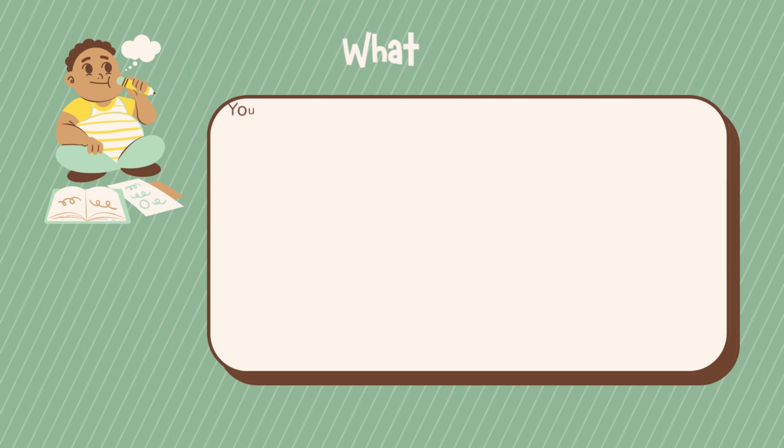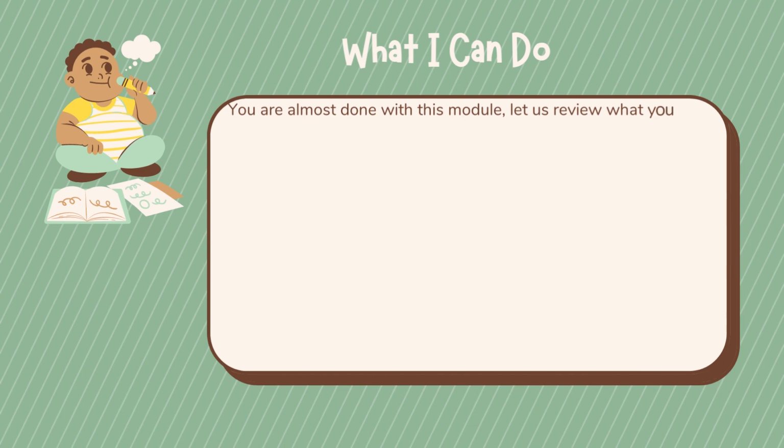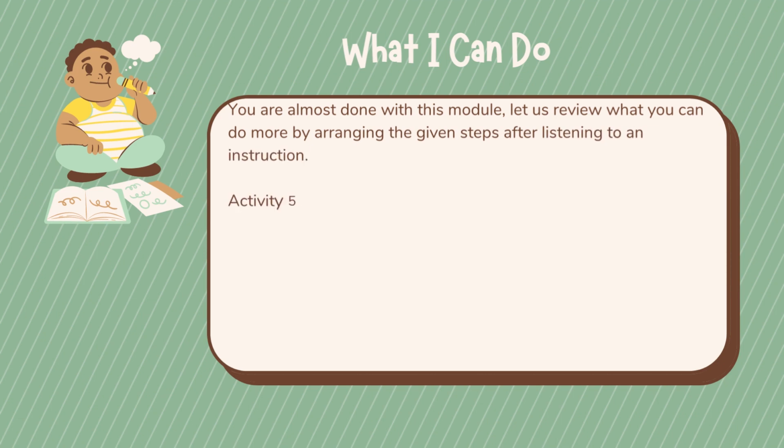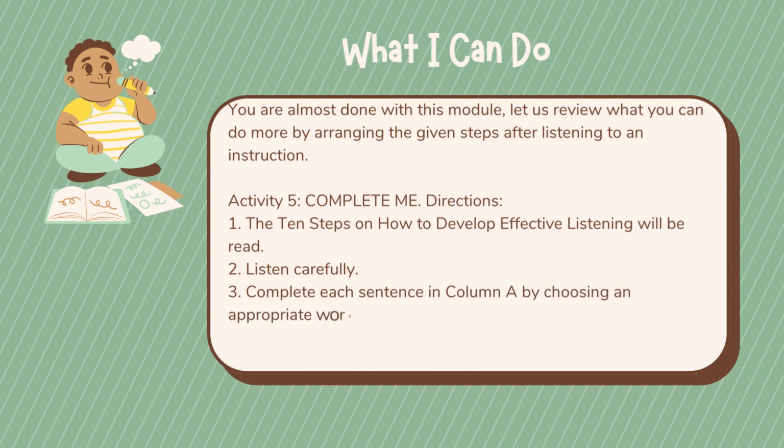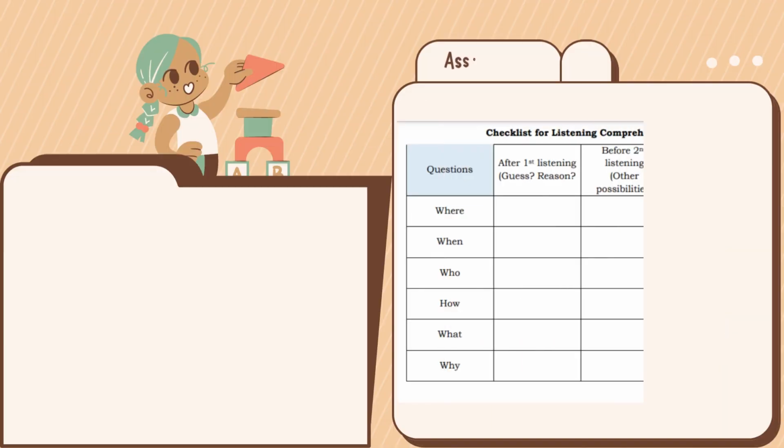In conversations that do not include agreements, if summarizing feels awkward, just explain that you are doing it as an exercise. Okay, so we're almost done here. Now let us review what you can do more by arranging the given steps after listening to an instruction. For activity 5, complete the directions. The 10 steps on how to develop effective listening will be read, and then for number 2, listen carefully, and then number 3, complete each sentence in column A by choosing an appropriate word or phrase in column B. Use a separate sheet for your answer.